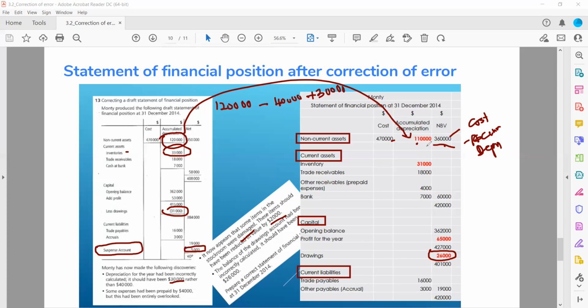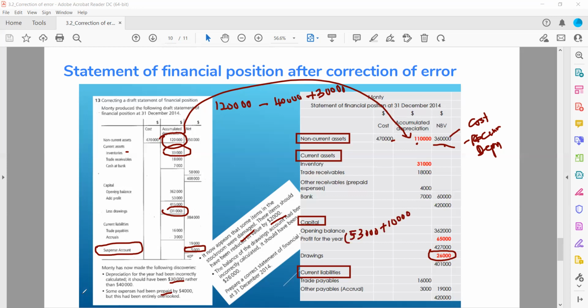So we notice there are 4 items, 1, 2, 3, 4 that have been adjusted. The rest have no adjustment. So how do we calculate the profit from the statement of financial position? Before adjustment, we have 53,000. This adjustment, about the double entry, we should debit provision, credit income statement. So this credit to the income statement reduces 10,000, so profit should be increased by 10,000. And some expenses have been prepaid by 4,000. So this prepaid 4,000, we should adjust.